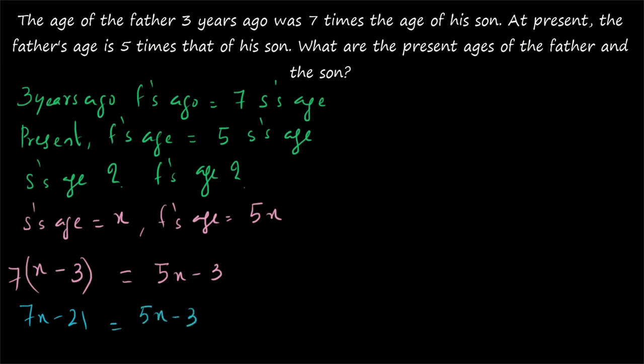So 7x minus 5x is equal to 2x. So 2x is equal to minus 3 plus 21, which is 18. x is equal to 18 by 2, which is 9. What is x? x is the present age of son. So son's age is equal to 9. The present age of father will be 5x, so father's age will be 45 years.